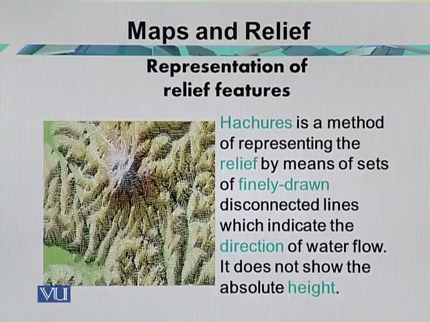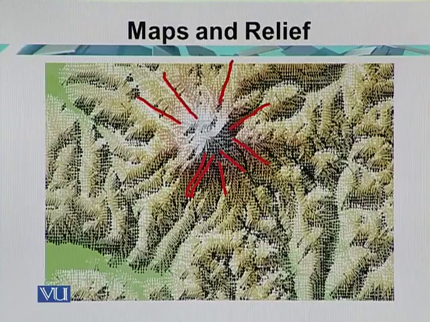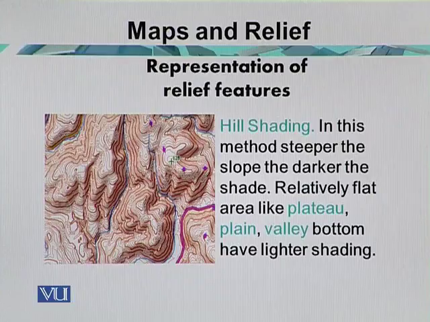It does not show the absolute height. In hachures, the darker shade shows the steep height of the area. All the lines are linked with each other, but in a gradual slope, the shade is low. It means the slope is gentle or normal. These are the valleys. It shows that the slope is steep at one side of the hill, but on the other side of the hill, the slope is gradual.